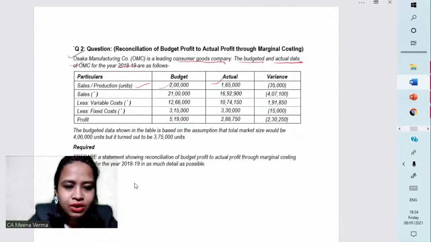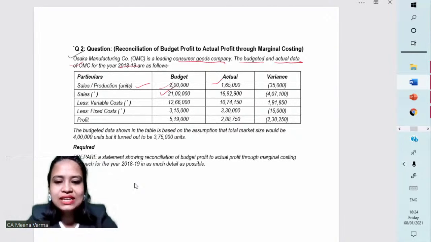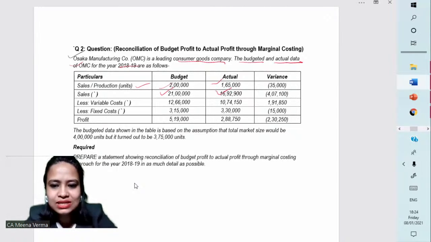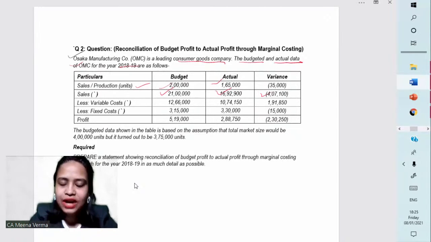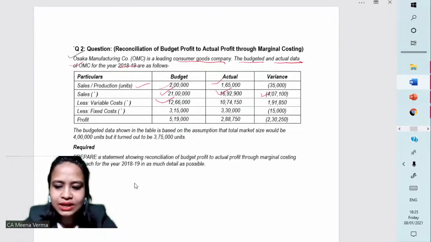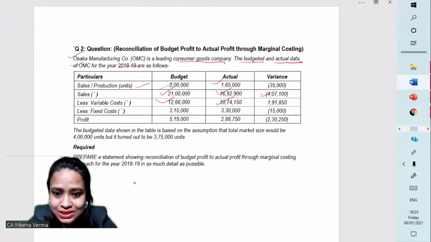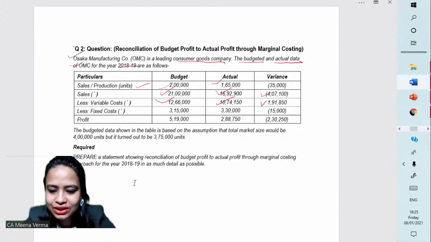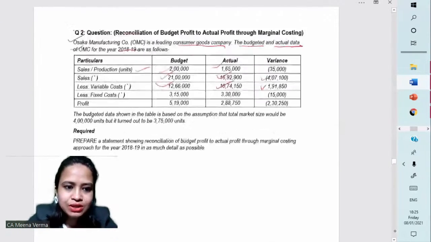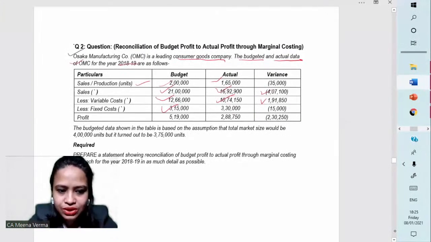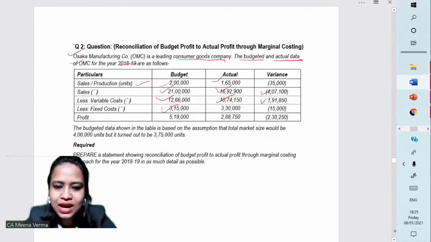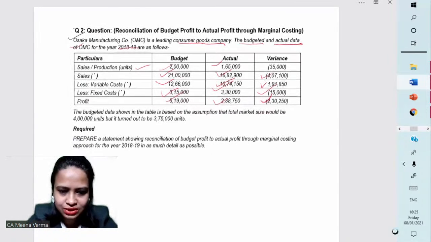Similarly, we have the budgeted sales, the actual sales, and the variance. We have the budgeted variable cost, the actual variable cost, and the variance. Similarly, we have the budgeted fixed cost, actual fixed cost, and the variance. We have the profits, budgeted profit, actual profit, and the variance.